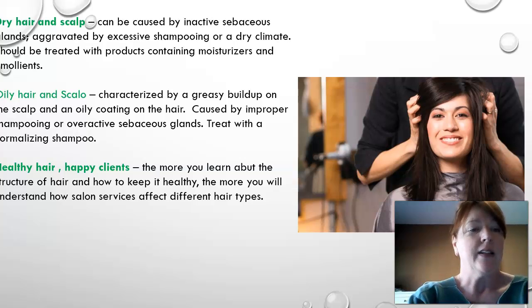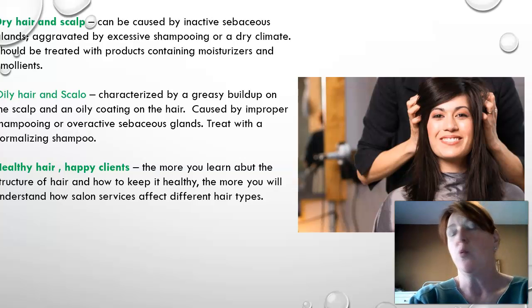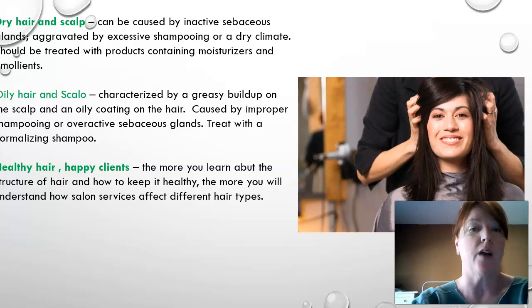Dry hair and scalp can be caused by inactive sebaceous glands aggravated by excessive shampooing or a dry climate. It should be treated with products containing moisturizers and emollients. Most people wash their hair too often, which means that they strip the hair and scalp of its own natural oils, which are the best way to condition your hair and scalp.